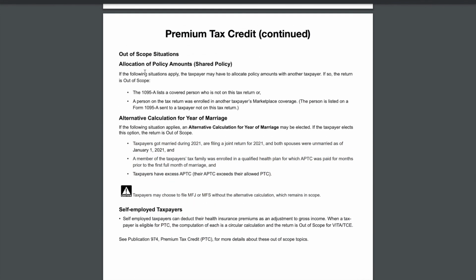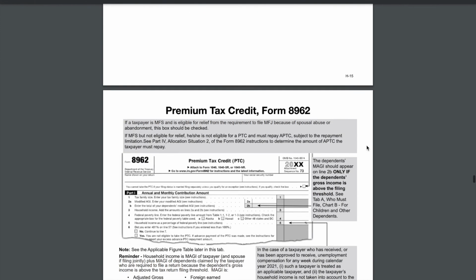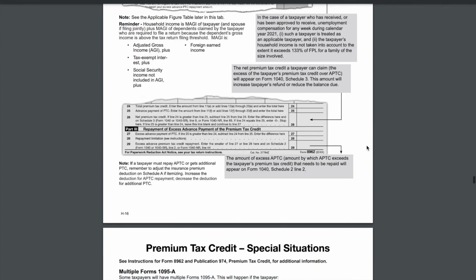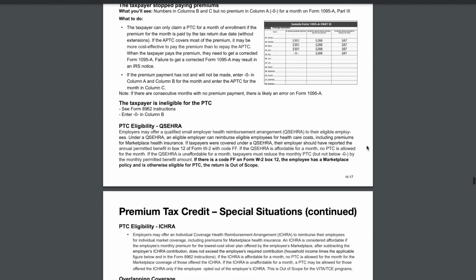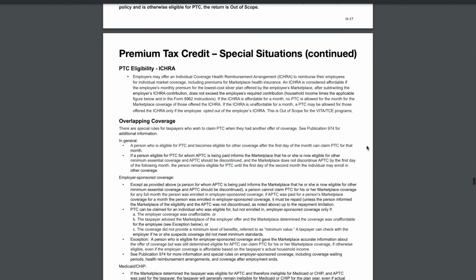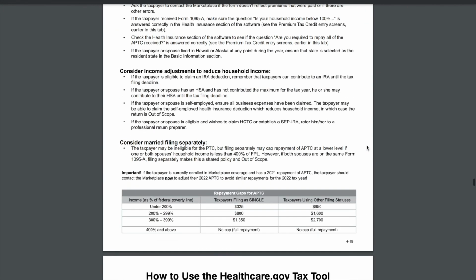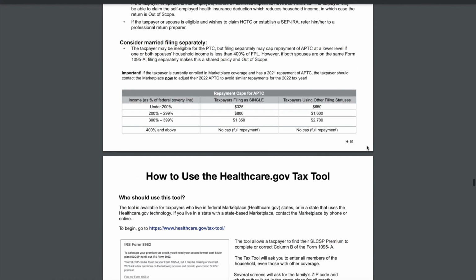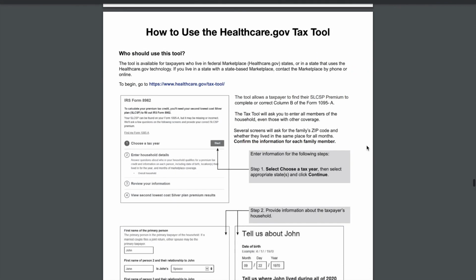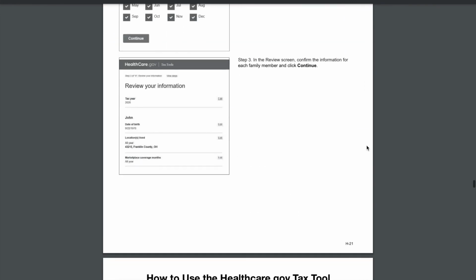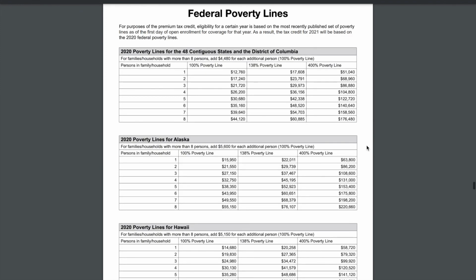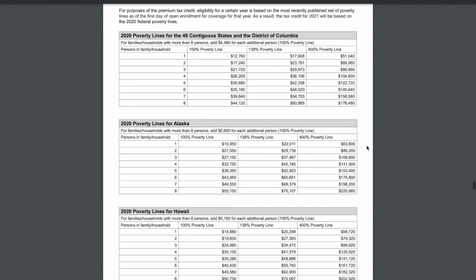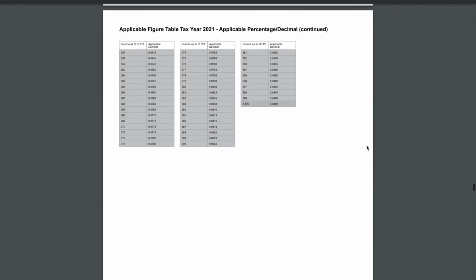It's also going to give you a handy list of out-of-scope situations that we need to always be aware of. And here it gives you some special situations as well with regard to the premium tax credit that are important to keep in mind. As you can see, there's a lot of them. But in general, this is not something that comes up very often for us. And these are instructions related to healthcare.gov that we really do not deal with for the most part. Here is a listing of the federal poverty lines as well, included at the end of this section.